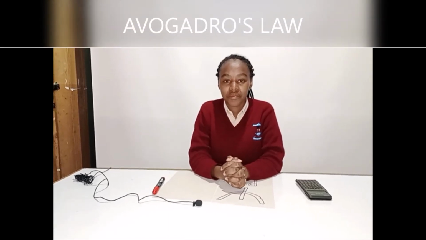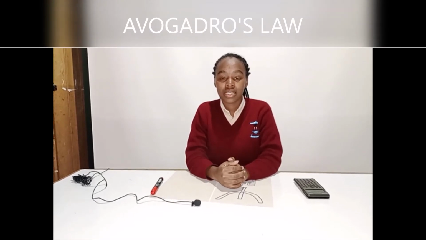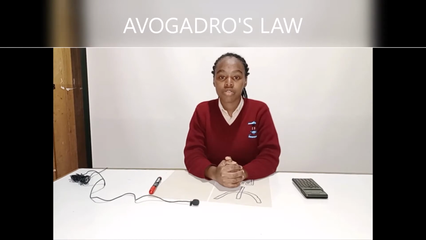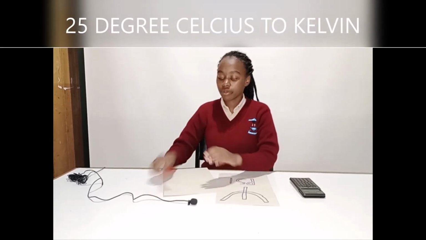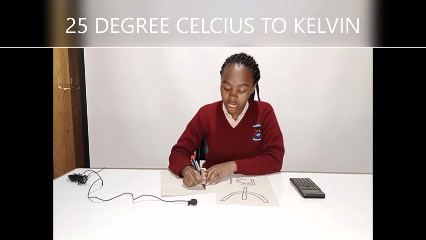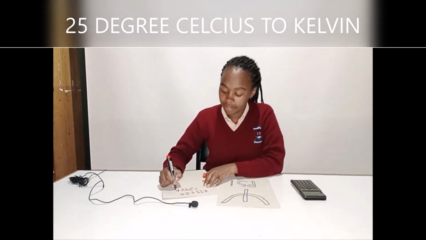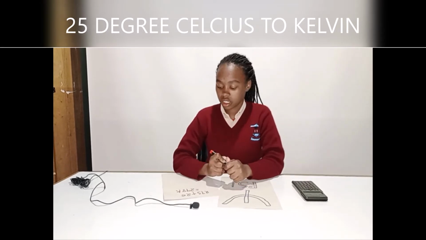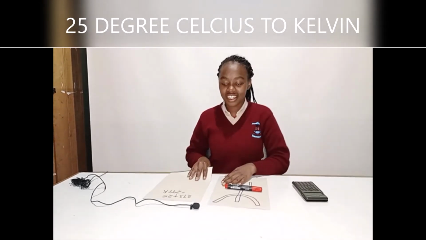Question 1. State Avogadro's law. Under the same conditions of temperature and pressure, equal volumes of gases will contain equal number of molecules. You are supposed to convert 25 degrees Celsius to Kelvin. When we convert, we add 273, 298 Kelvin. As you display that, that is very correct for the 2 points.